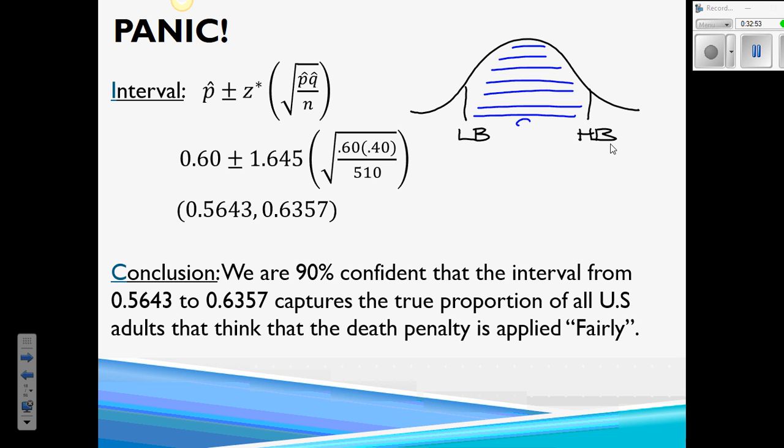98% of this area is here, right? So then, what area is left over underneath the normal curve? 2%. So each tail gets 1%, right? And again, what's our Z-star? Z-star is the upper Z-score, right? This is that Z-star value.